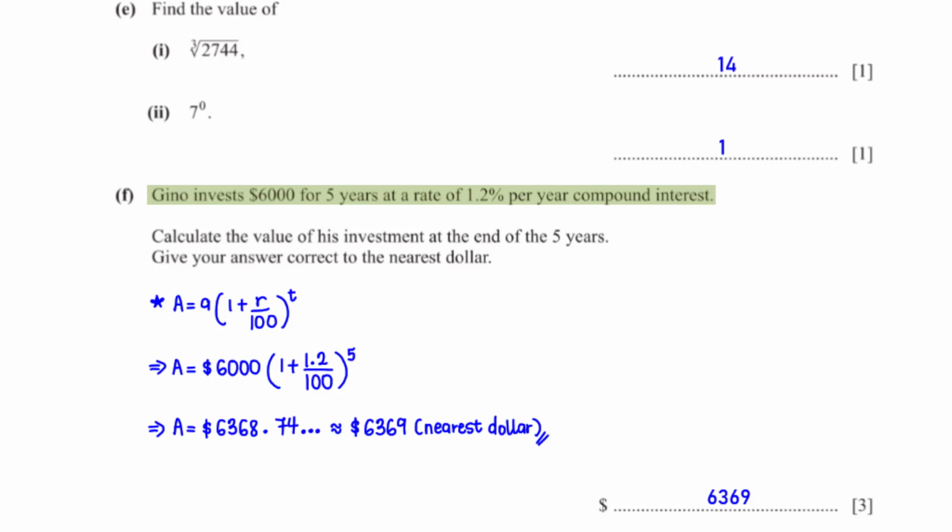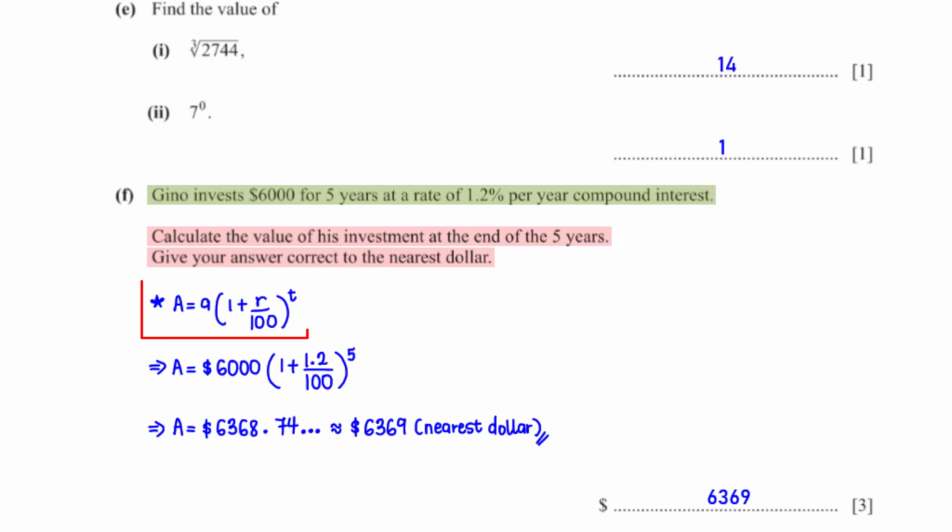Gino invests $6,000 for 5 years at a rate of 1.2% per year compound interest. Calculate the value of his investment at the end of the 5 years. Give your answer correct to the nearest dollar.